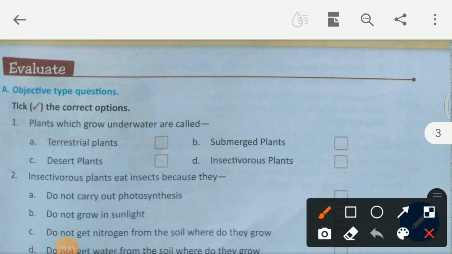and see these objective type questions. Plants which grow underwater are called terrestrial plant, desert plant, submerged plant, insectivore plant. We know that the plants that grow underwater are submerged plants. So this is the answer.